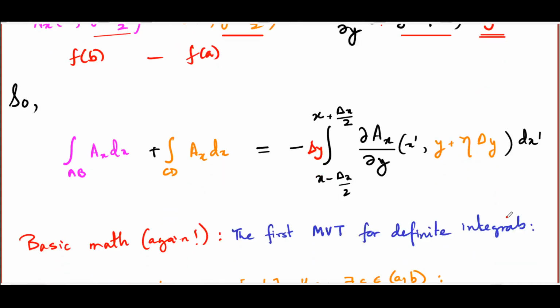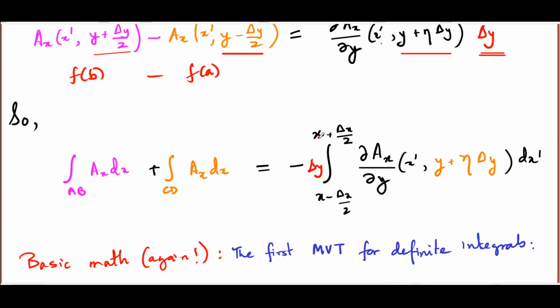So the sum of the two integrals that we are looking at, with delta y taken out of this entire thing, is simply given by minus delta y times an integral of del Ax del y evaluated at x prime comma y plus eta delta y, integrated of course over x prime from x minus delta x by 2 to x plus delta x by 2. Note that now you have an integral where the first argument is changing, the second argument y plus eta delta y is fixed. So as far as this is concerned, we can again use a one variable mean value theorem.